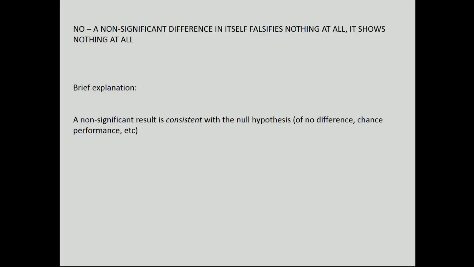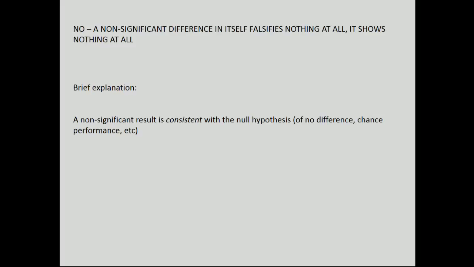It's true that a non-significant result is consistent with the null hypothesis. You haven't rejected the null hypothesis of no difference, chance performance, and so on. So when you get a non-significant result, it's consistent with there being no difference there. In other words, you're meant to still entertain the possibility of no difference. That's what a non-significant result means. Entertain the possibility of no difference.